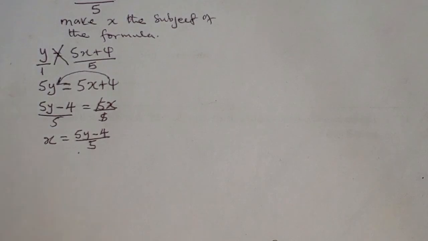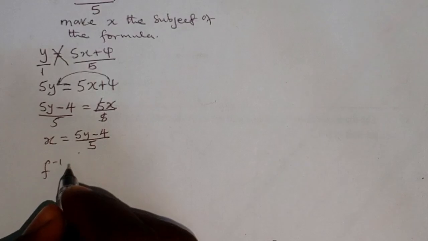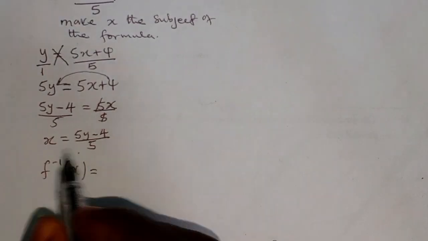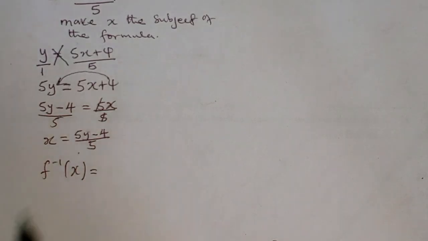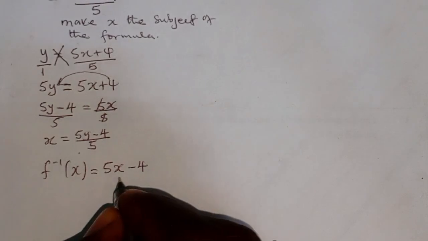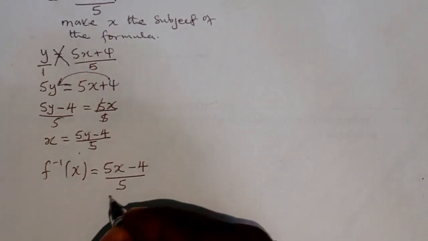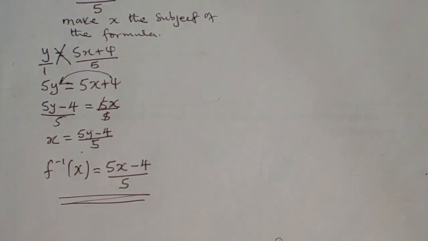So the last step, f inverse of x equals, substitute y with x. So it's going to be (5x minus 4) over 5. So that is the last step. This is our final answer.